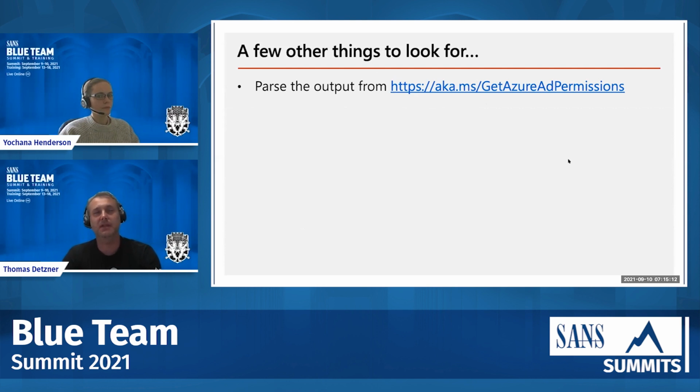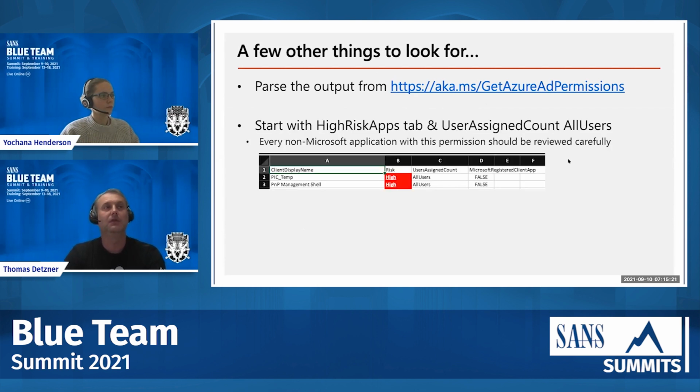So what else? Let's dive a little bit deeper. Let's say you start using the tool and create the CSV file from the PowerShell tool. What that will get you is a CSV file with two main tabs. You will want to start with the high risk apps tab and filter on the user assigned count to all users. You will want to look at apps that are assigned to all of the users and are automatically flagged as high risk. Also, have a look at all non-Microsoft applications, because they are not what we call first-party apps.